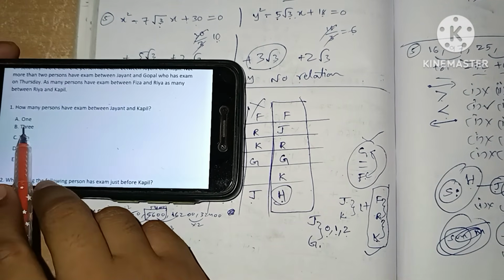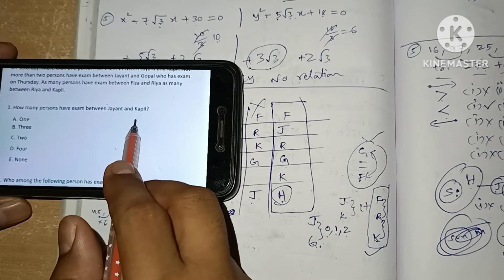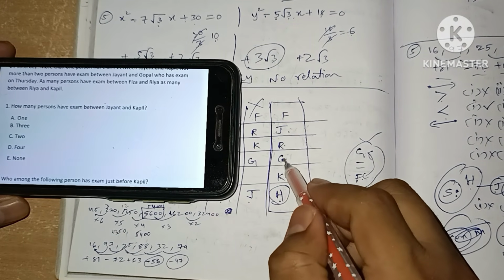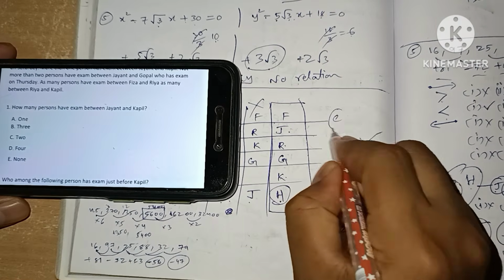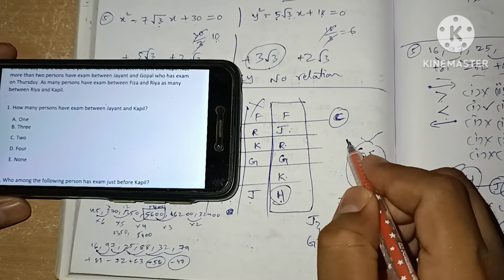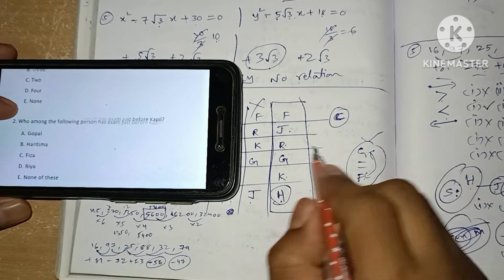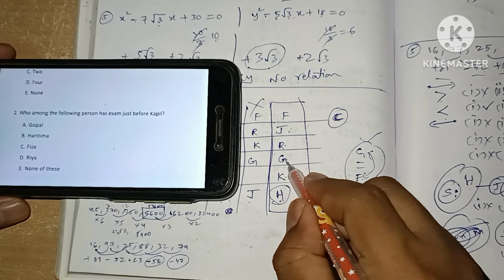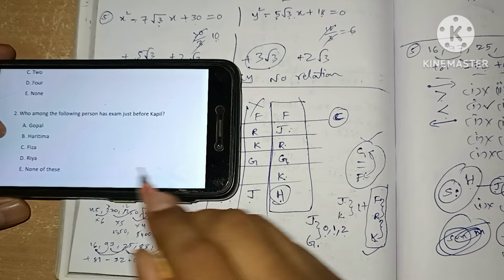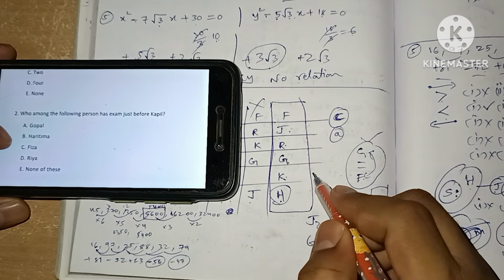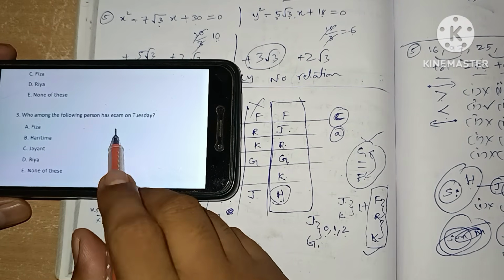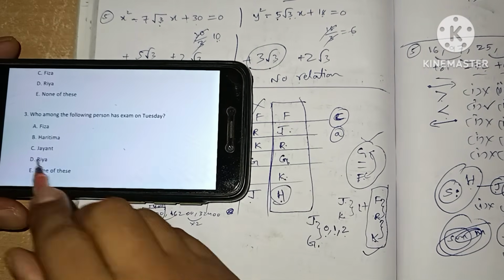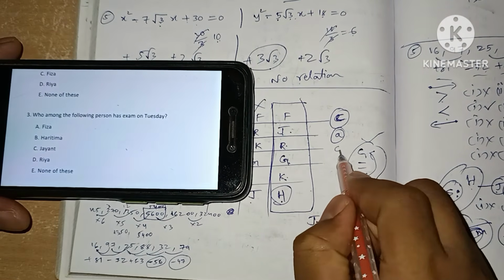How many persons have exam between Jayant and Kapil? Jayant and Kapil, 1, 2. Two people have exam. Option C is our answer. Next, second question. Who among the following persons has exam just before Kapil? Just before Kapil, Gopal has exam. Option A is the answer. Who among the following persons has exam on Tuesday? On Tuesday, Jayant has exam. Option C is our answer.